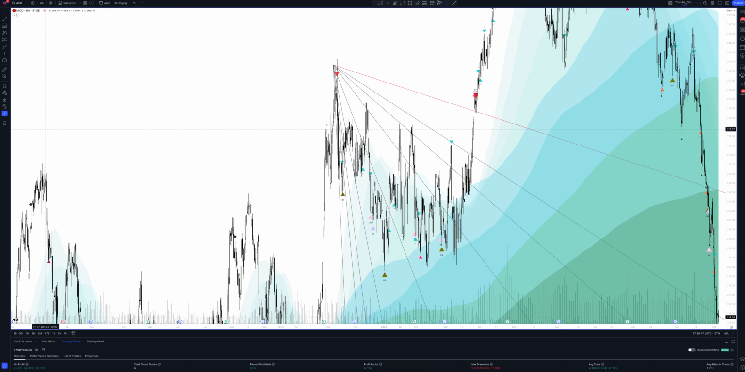Today we will take a look at Nvidia stock. Let's analyze the market situation and find out how you can make money on it. Let's start.